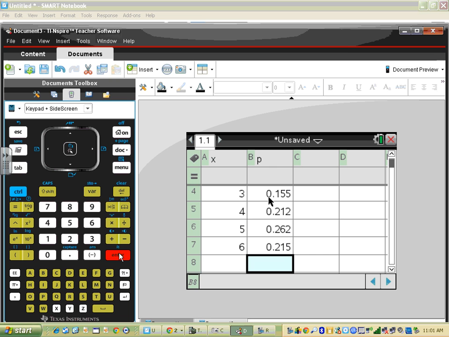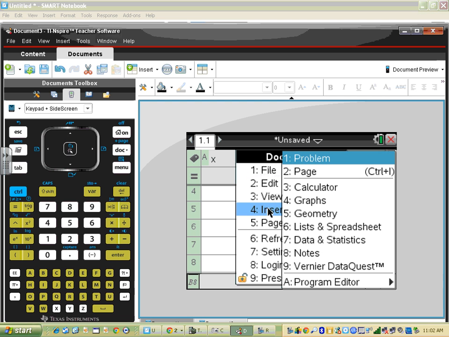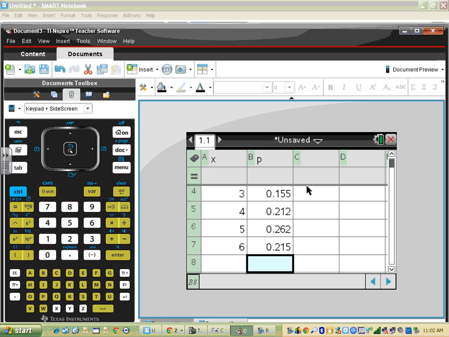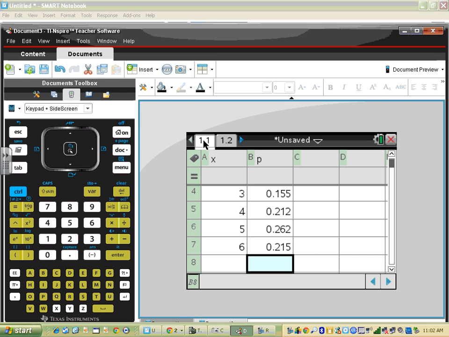So one thing to notice on the Inspire is at the top, you'll see a tab, and the tab says 1.1. That means we're on the first problem and the first page, page 1, problem 1. What I'm going to do on the Inspire now is I'm going to go doc, D-O-C, doc, not duck, duck, goose, doc, insert a calculator page. Now, if I don't have the data in the list, this isn't going to work. So if you didn't put the data in the list and you say, it didn't work, well, it's because you didn't do what you needed to do.